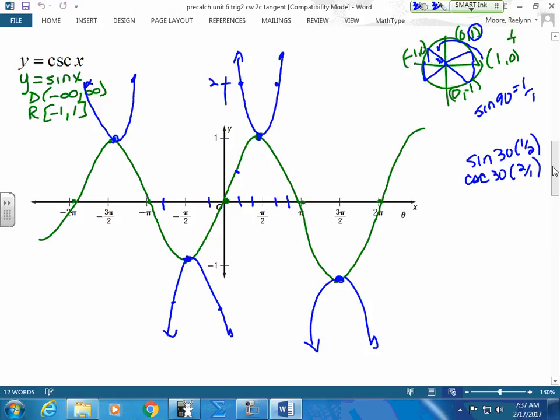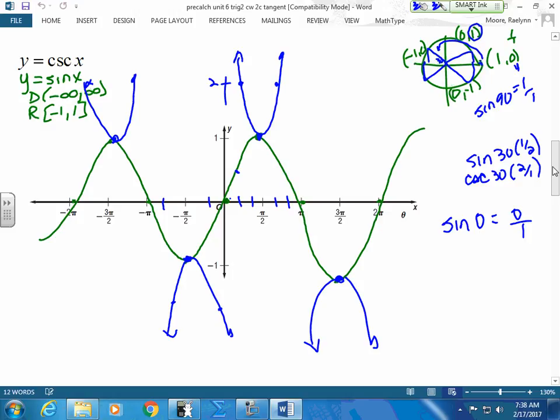Okay, so now, I don't know what's happening here. What made this look so strange? So let me come to my 0. So I'm at the 0. Sine of 0 is what? What's my y value at 0? 0. So let me take the inverse, the reciprocal of this.